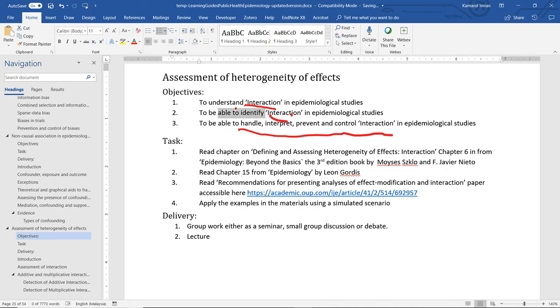You need to read this chapter, defining and assessing heterogeneity of effects and interaction, in chapter 6 of Epidemiology Beyond the Basics, 4th edition, by Szklo and Nieto. Chapter 15 from the Epidemiology book by Gordis is a much easier text. Optional, if you can, read this paper, recommendations for presenting analysis of effect modification and interaction.